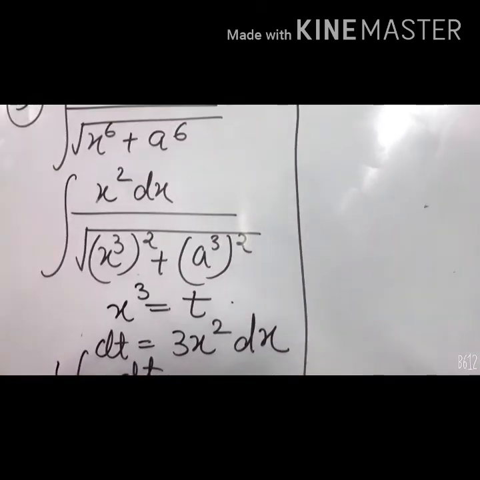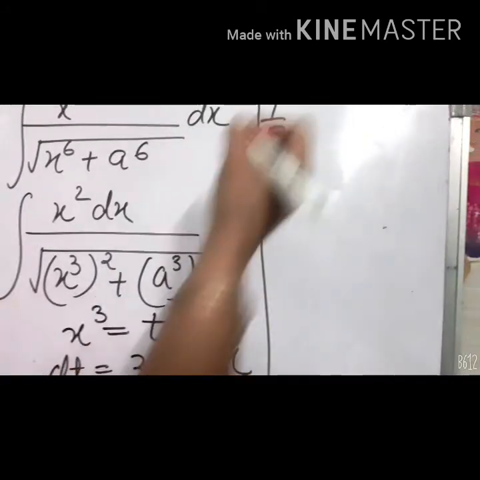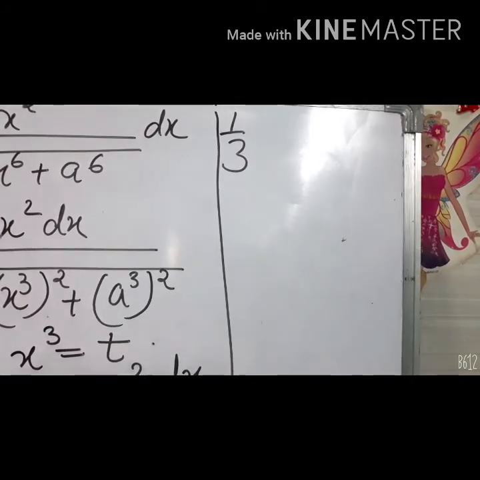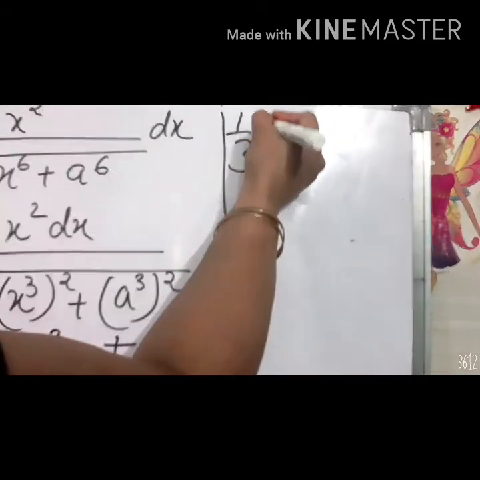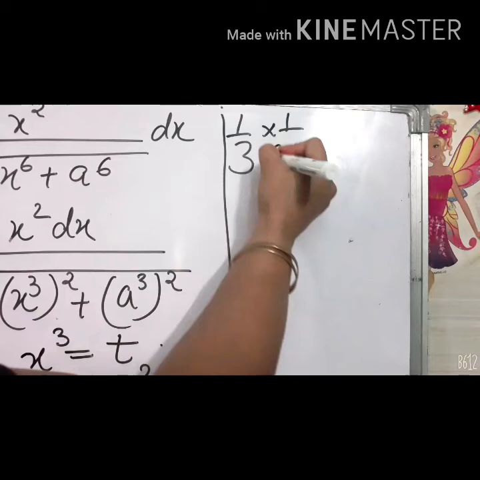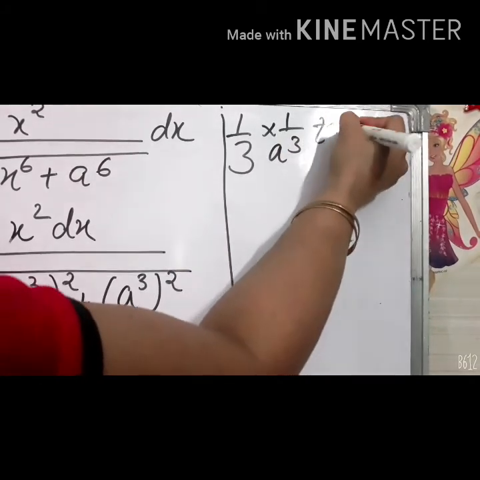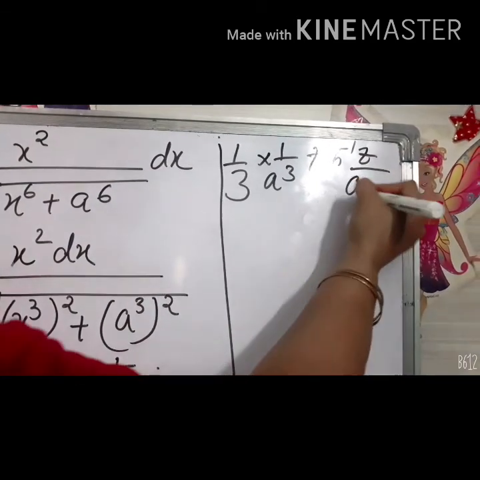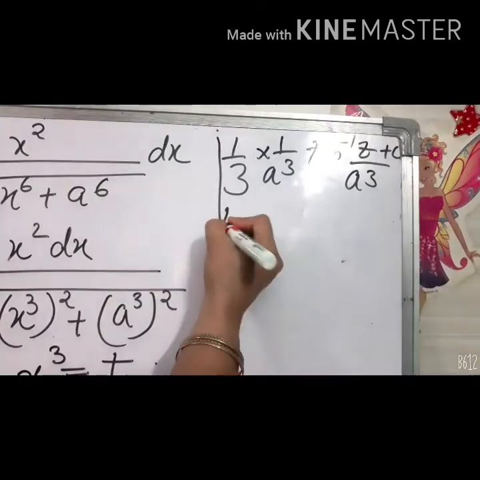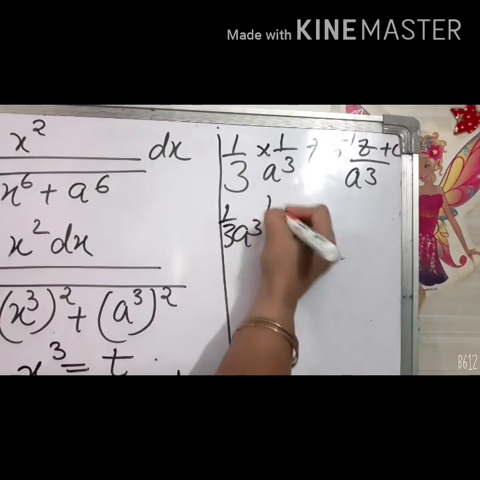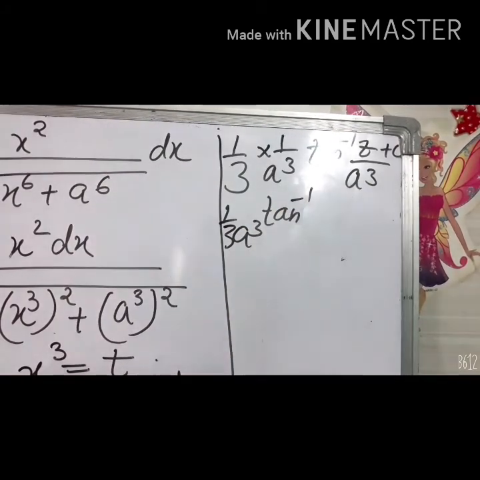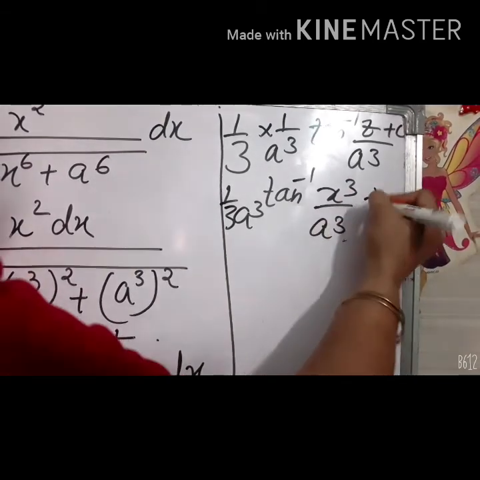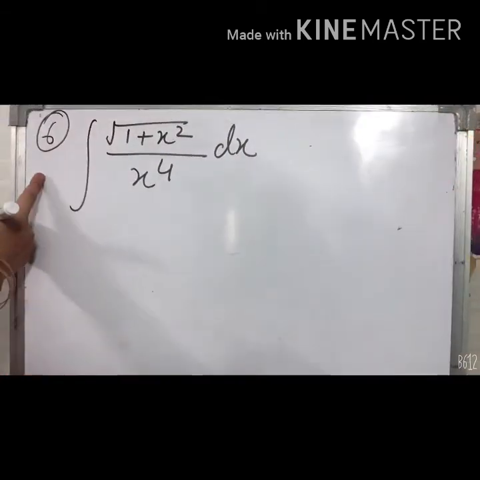Now 1 upon 3. What is the integration of dx by x square plus a square? That is 1 upon a, and 1 upon a means a cube. Tan inverse of x upon a, x is what? T by a cube plus c. Put the value: 1 upon 3 a cube tan inverse of, what you let t? x cube by a cube plus c. Complete. This is the sixth question.